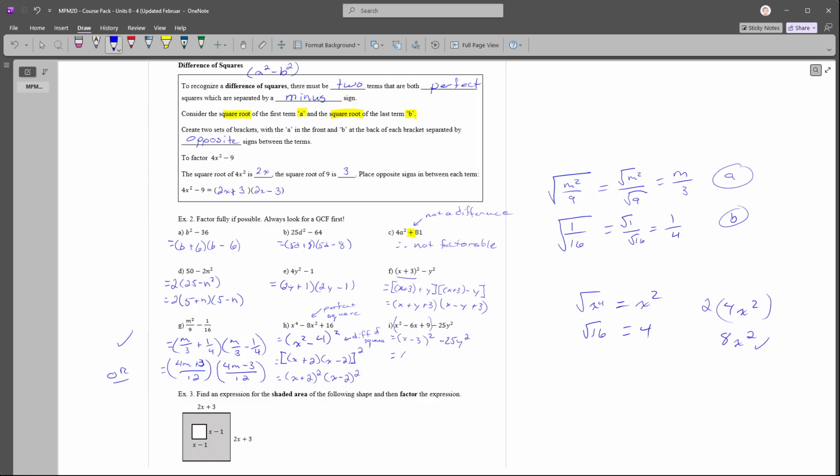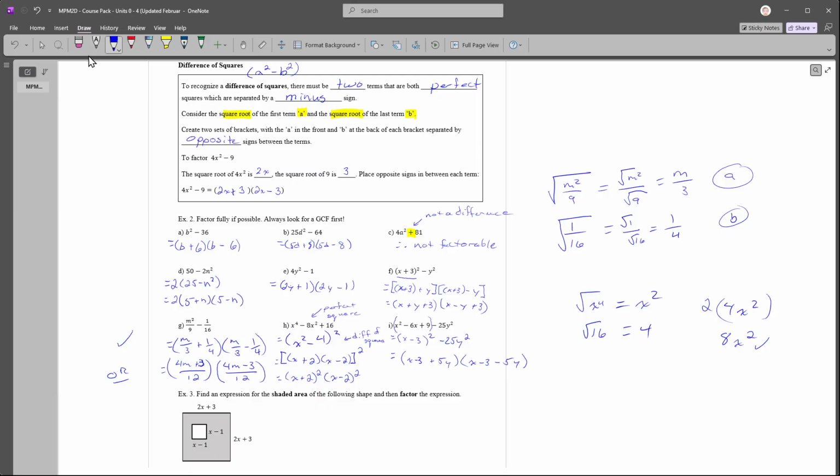Okay, so we have a set of brackets. We have a second set of brackets. In the first set of brackets, we're going to have x minus 3, and we're going to add on to that 5y. In our second set of brackets, we're going to have x minus 3, and we're going to subtract from that 5y. Can we do anything from there? No, we can't. We're done. So x minus 3 plus 5y and x minus 3 minus 5y. I could rearrange it if I wanted to, and that would work just fine.